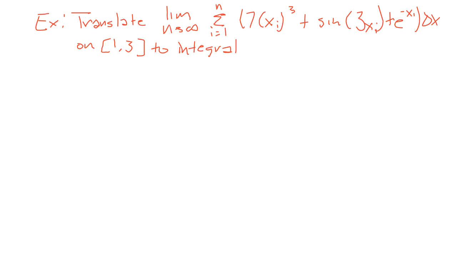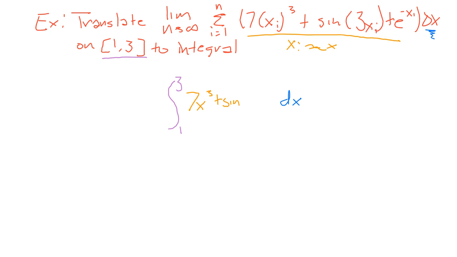So what we can do is, first of all, we have this delta x right here. We can just pull that out, and use that as our quote-unquote dx. Then, of course, we have to create our integral sign. So we have our integral, and they give us our interval from 1 to 3. And then in this portion, essentially we can treat x sub i as x. So we just have to replace all that to get 7x cubed plus sine of 3x plus e to the negative x.